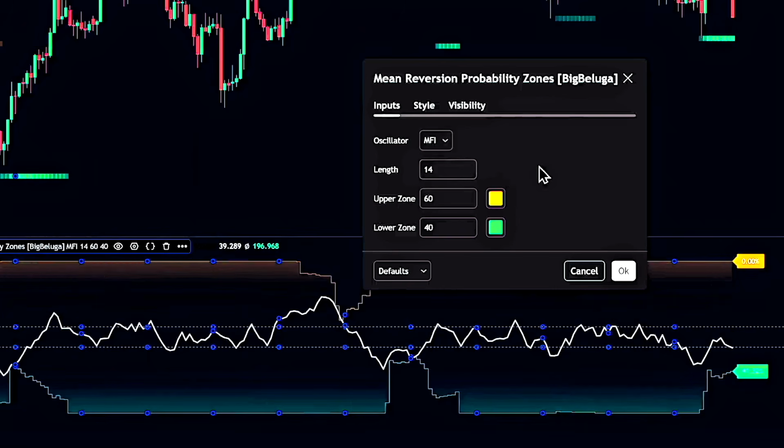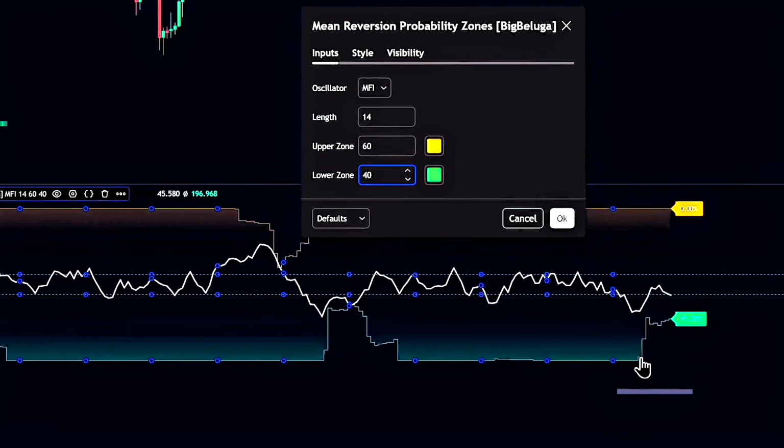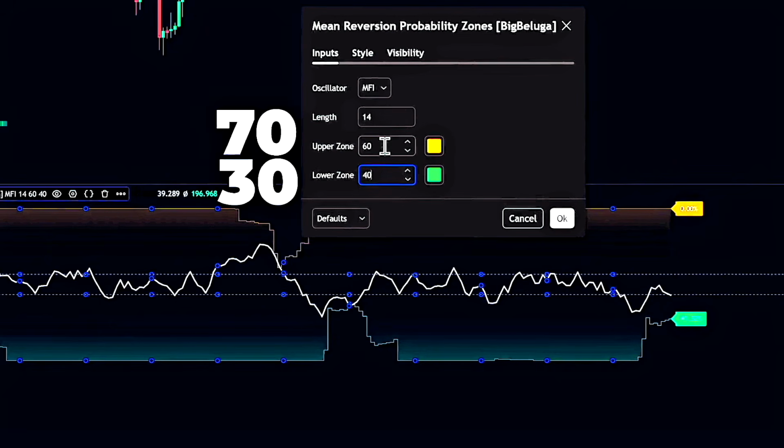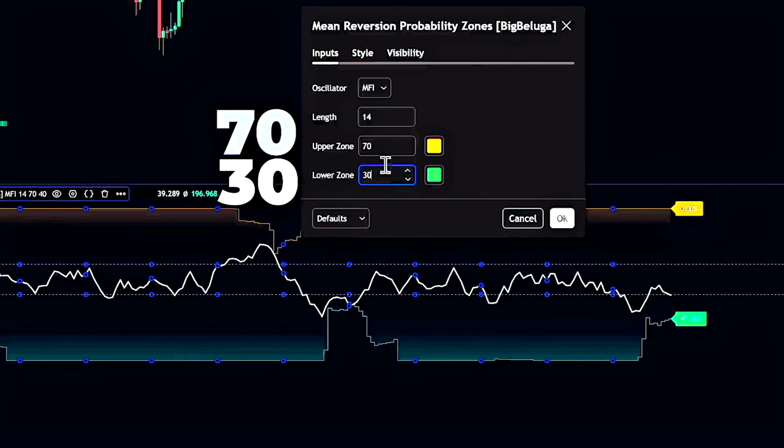Next, set your upper and lower thresholds. These levels tell the script where stretched conditions begin. On RSI, common starting values are 70 on top and 30 on bottom. You can keep those on day one and adjust later as you learn how your assets behave.